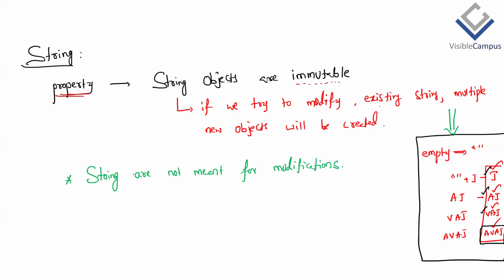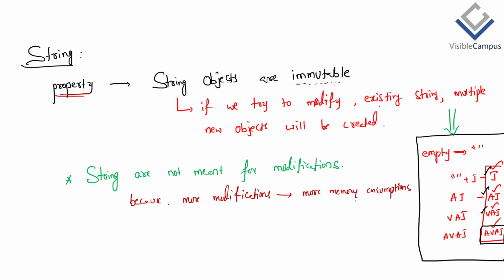It means strings are not meant for modification, because with more modifications, what will happen? More new objects. Already we have written that multiple new objects will be created. Then indirectly, more memory consumption also. So for this reason, is the string bad?